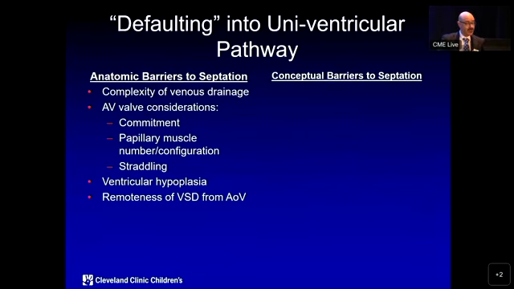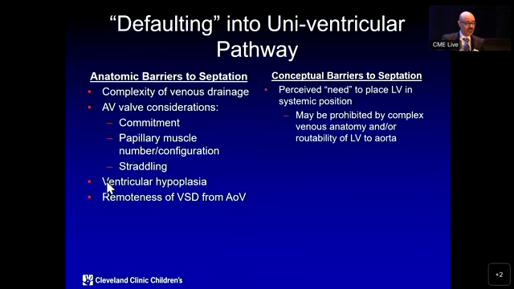But I think there are also conceptual barriers to septation, and those are also important and hard to break. Some of those conceptual barriers include the perceived need to place the LV in systemic position. We don't have to always place the LV in systemic position. Obviously, that would be the most desirable route, but if it's not doable, then that should not prohibit us from thinking about other means of septation. And placing the LV in the systemic position may sometimes be prohibited by complex venous anatomy, routability of the LV to the aorta, or borderline size of the LV.